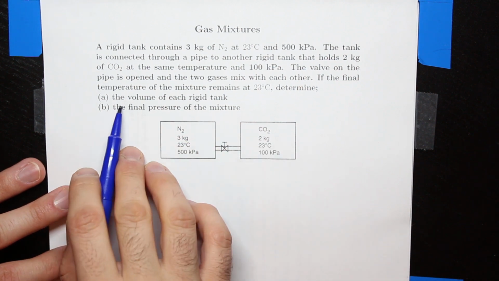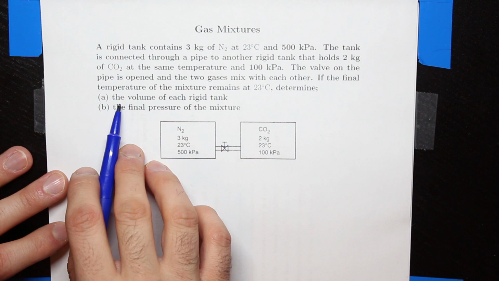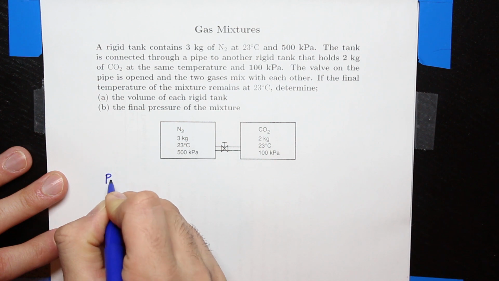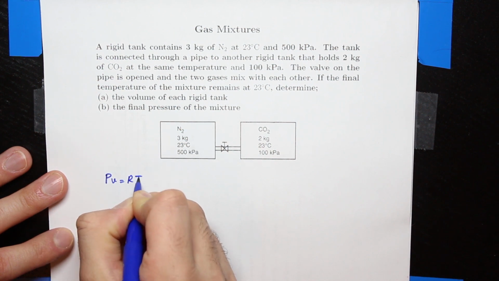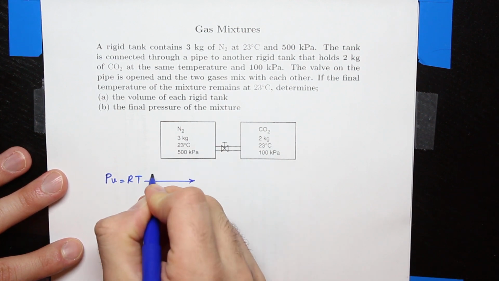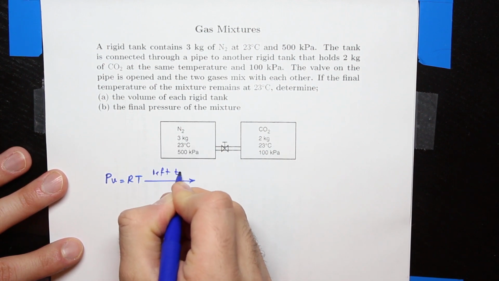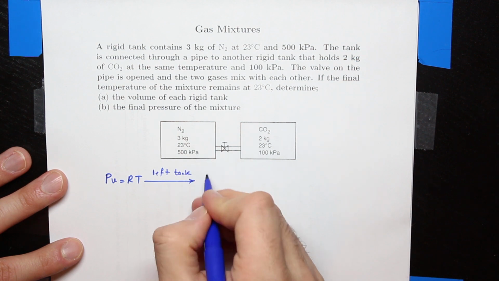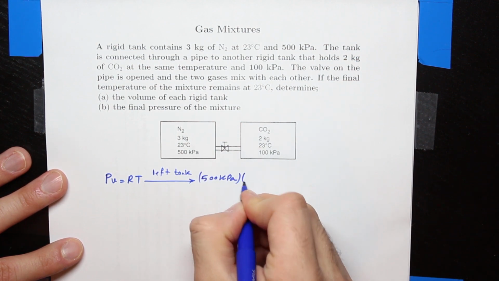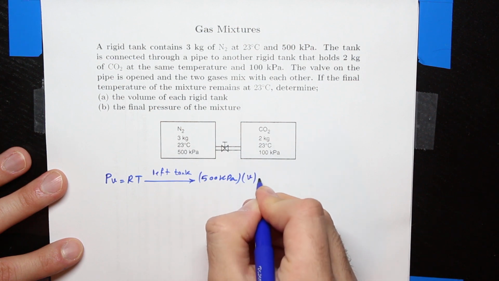So for part A, we need to find the volume of each tank, and quite frankly that is pretty simple. We can just utilize the ideal gas law. So the ideal gas law says PV equal to RT. Okay, I'm applying that for the left tank. So pressure is given at 500 kPa. The specific volume, I don't know.